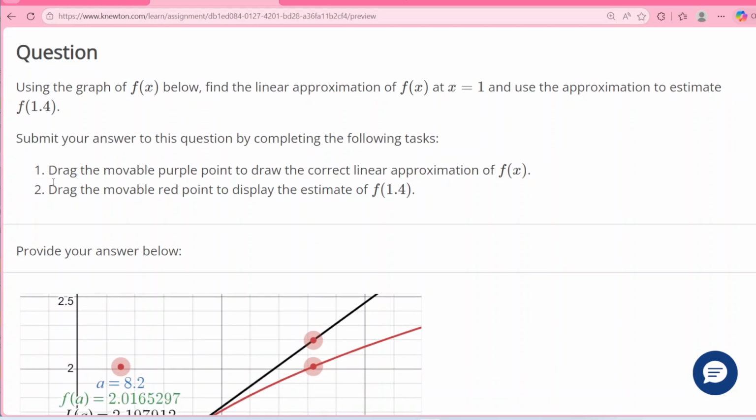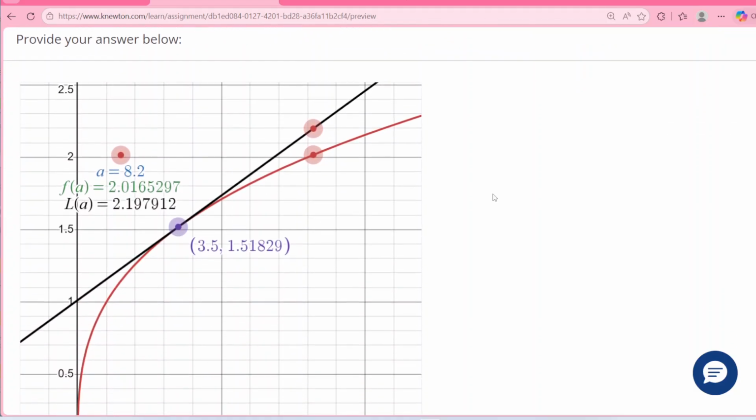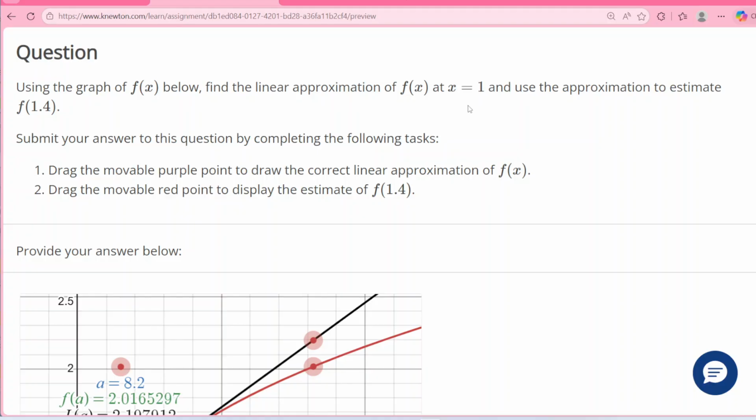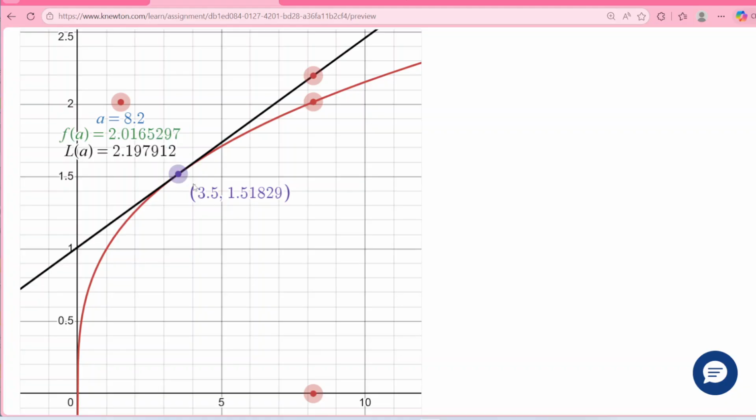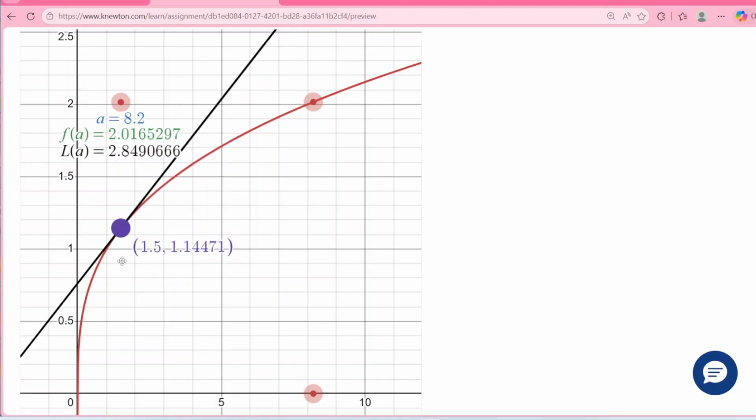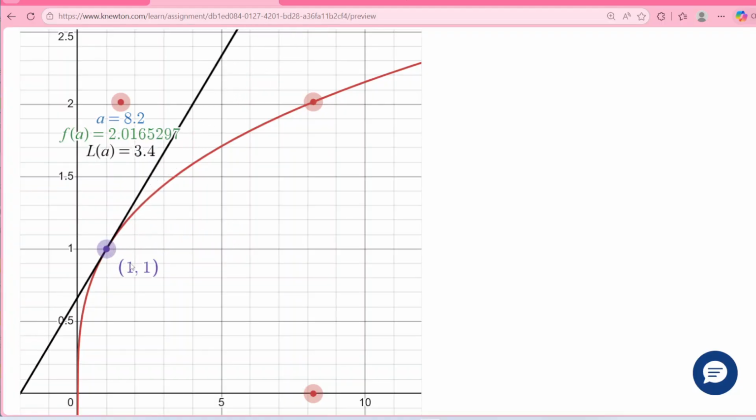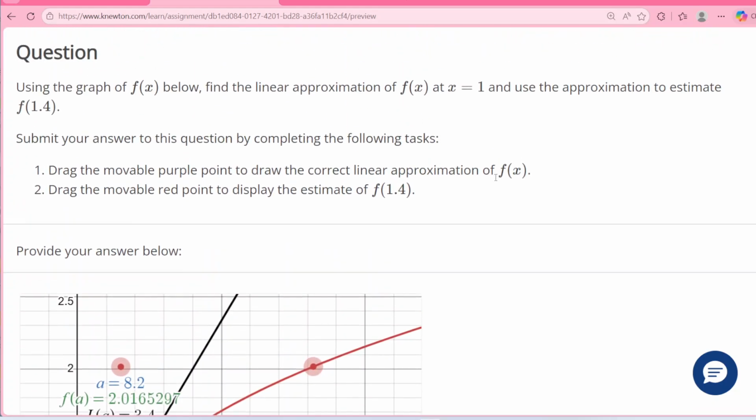First, drag the movable purple point to draw the correct linear approximation of f. So we want the point where x equals 1. Right now the purple point is at x equals 3.5, so I want to move it left to where x equals 1. Right there. And then the black line there is the tangent line.